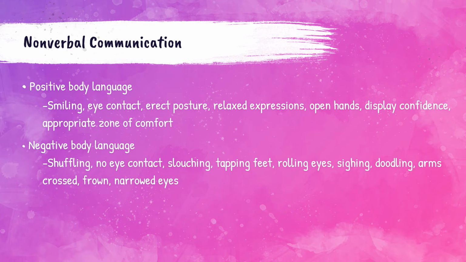A lot of communication between people is nonverbal through positive and negative body language. Examples of positive body language are smiling, maintaining eye contact, displaying confidence, and maintaining the proper zone of comfort. Examples of negative body language are shuffling, not using eye contact, and acting distracted. It's important that phlebotomists strive to use positive body language around patients to display professionalism and to ensure that the patient is comfortable around them.